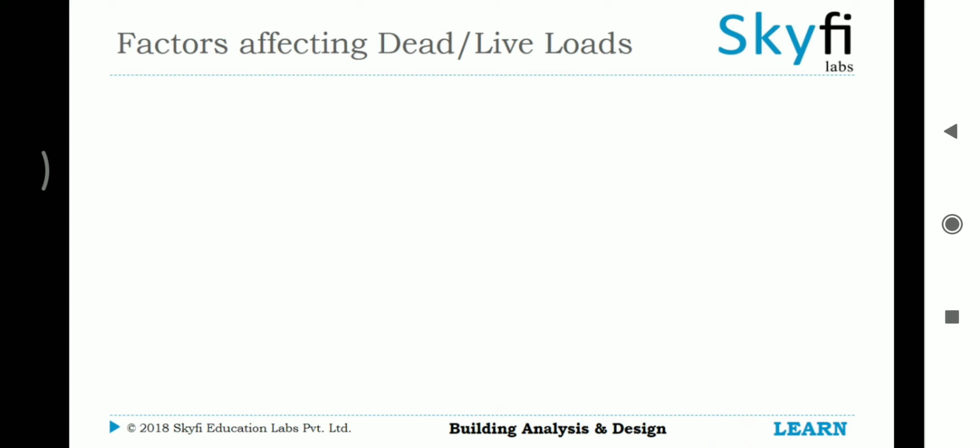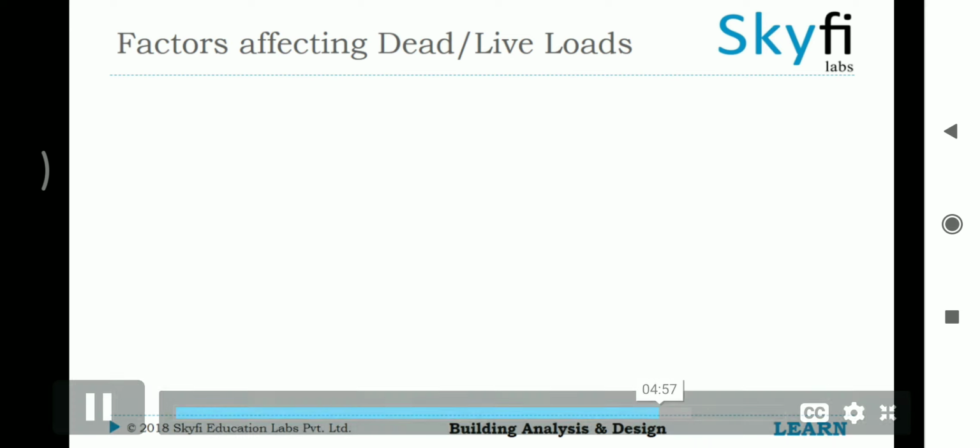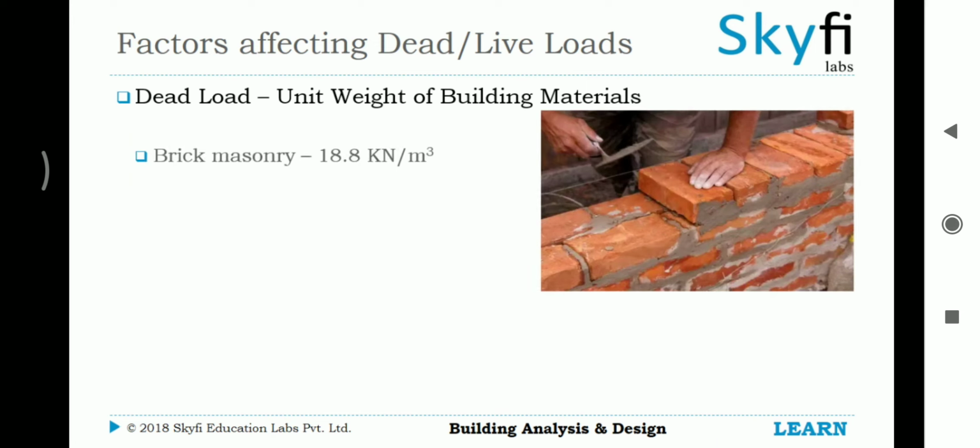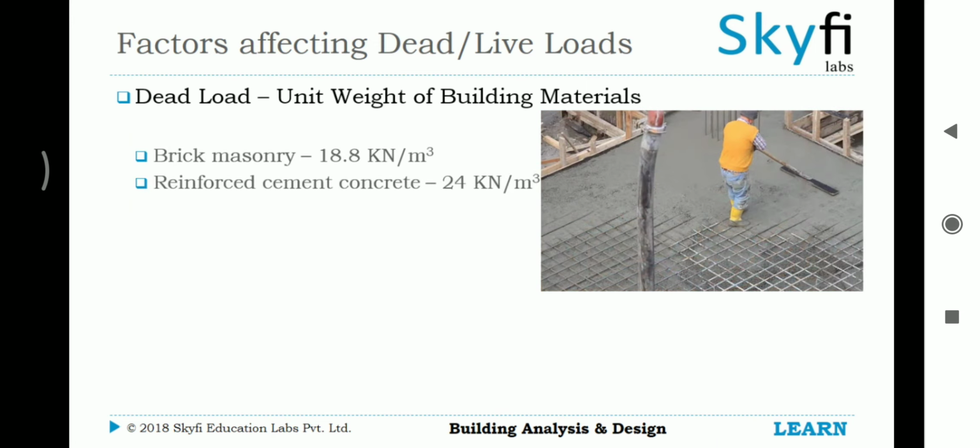Let us take a look at the factors that affect the consideration of dead and live loads, as per the IS code. As per IS 875 Part 1, the dead load to be considered depends on the unit weight of the building materials, as they are the self-weight of the structural elements. For example, the IS code states that brick masonry has a unit weight of 18.8 kN per meter cube, whereas reinforced cement concrete has a unit weight of 24 kN per meter cube.